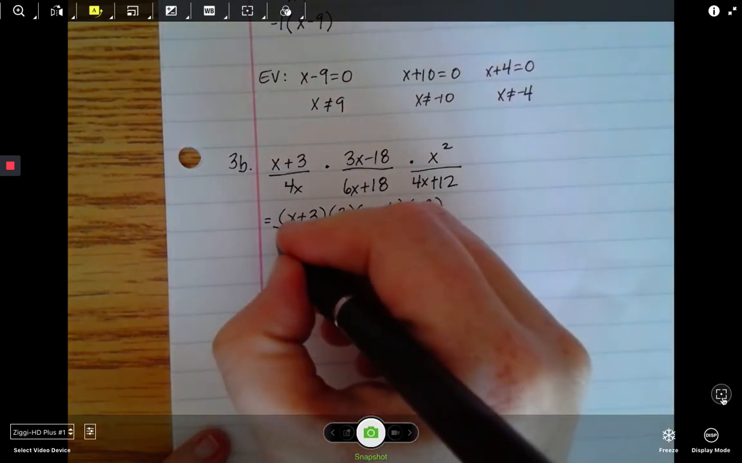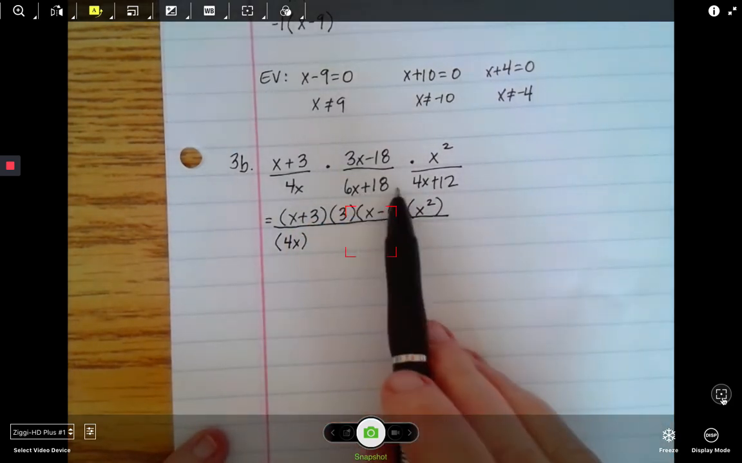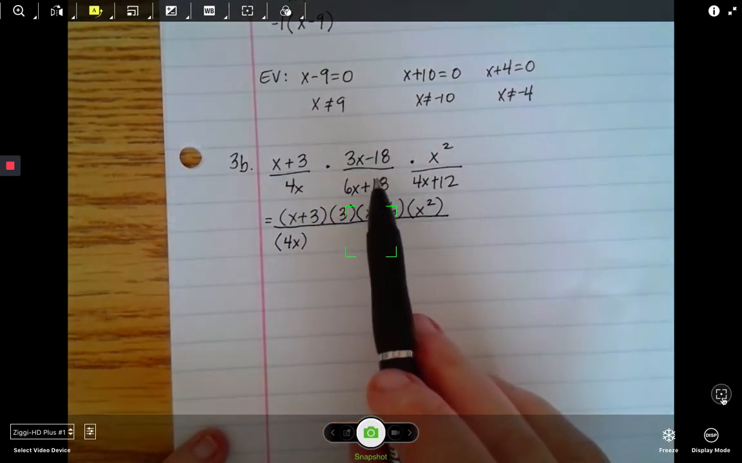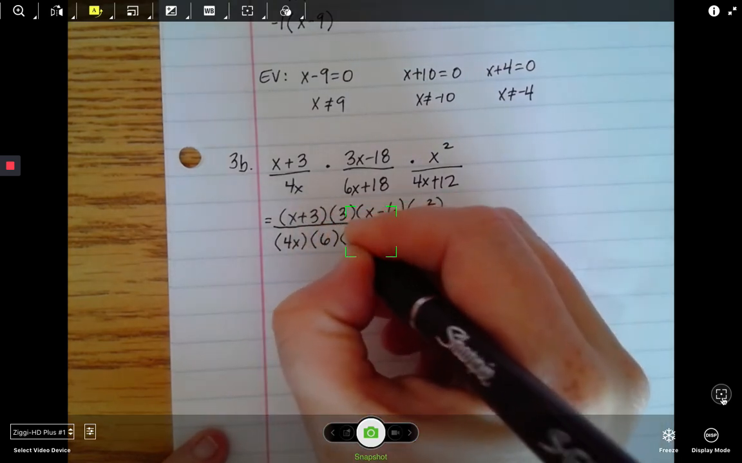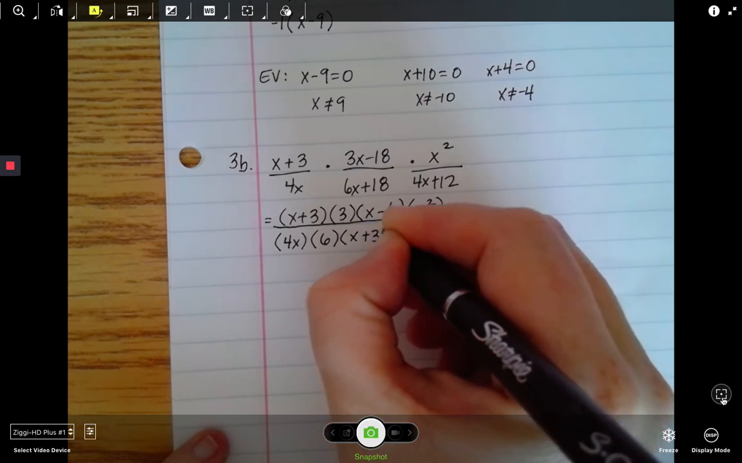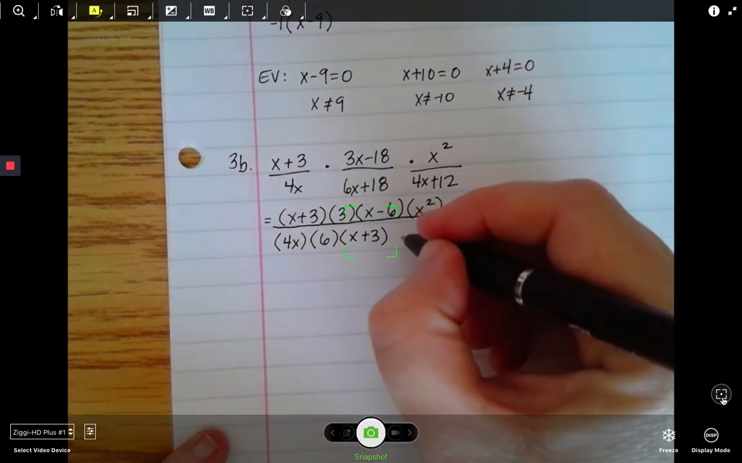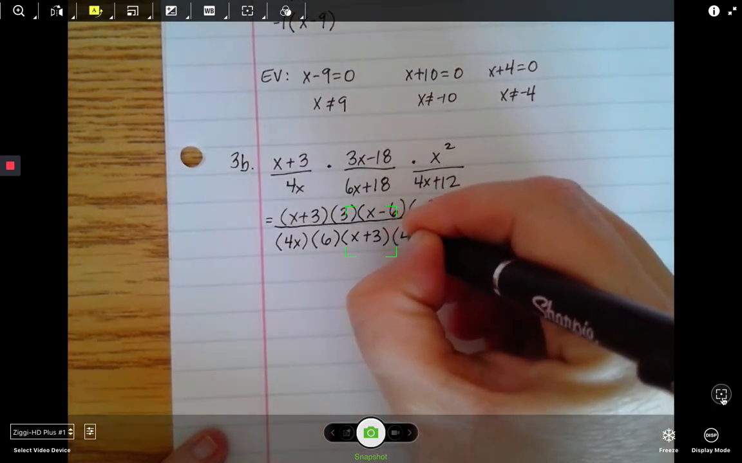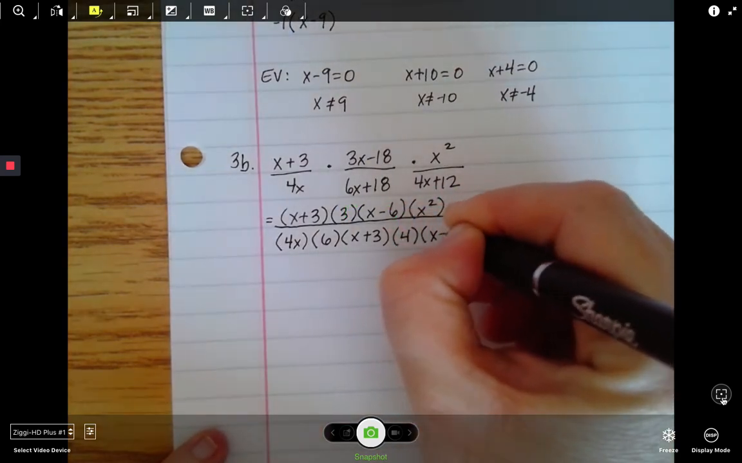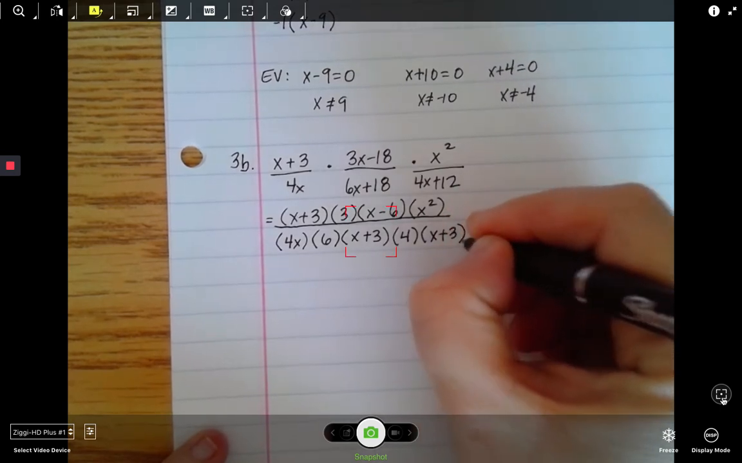Now I'm going to work on my denominators. 4x, nothing to factor there. 6 and 18, do they have anything in common? A 6, right? Factor out a 6, and I'm left with x plus 3. 4 and 12 have a 4 in common. So I'll factor out a 4 and be left with x plus 3.